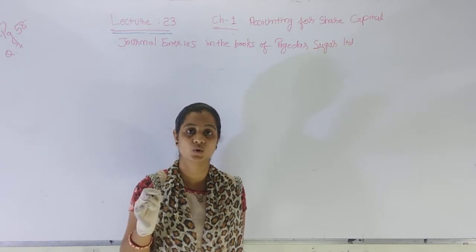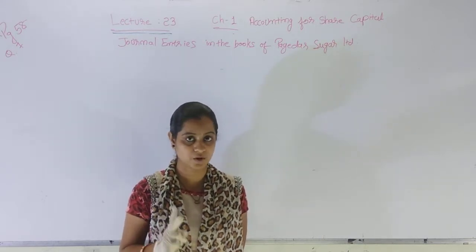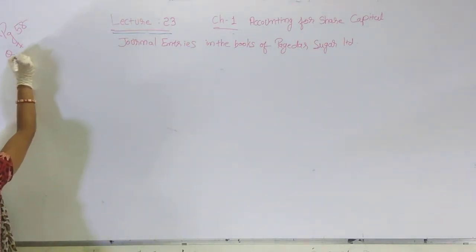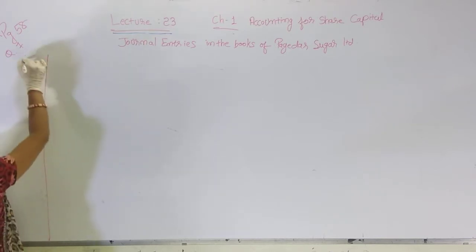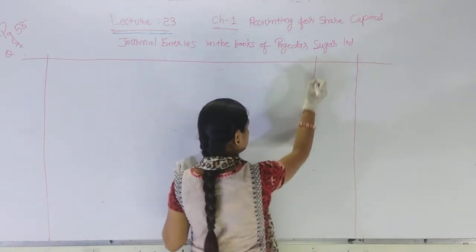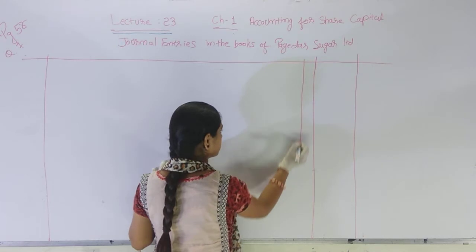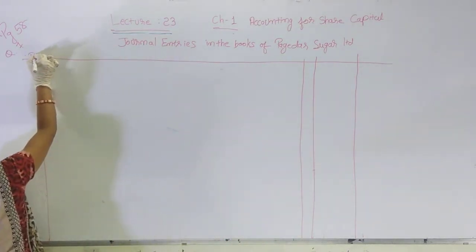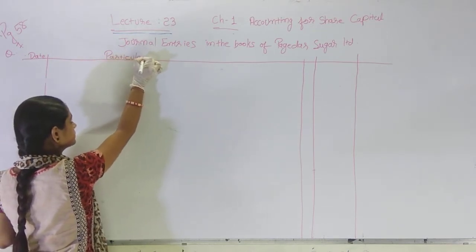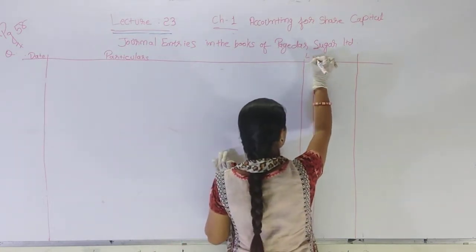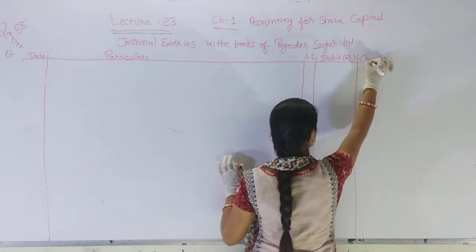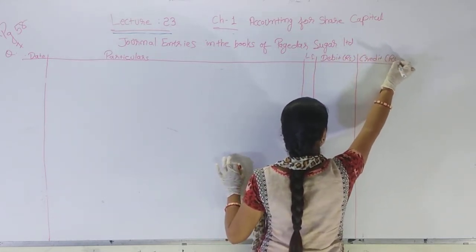So first of all, draw the format for 2 pages of journal entry, right? In your file. Here in this question, they have not given the date. So instead of writing date, we'll give the sequence 1, 2, 3, 4. Date, particulars, LF, debit rupees and credit rupees, right?